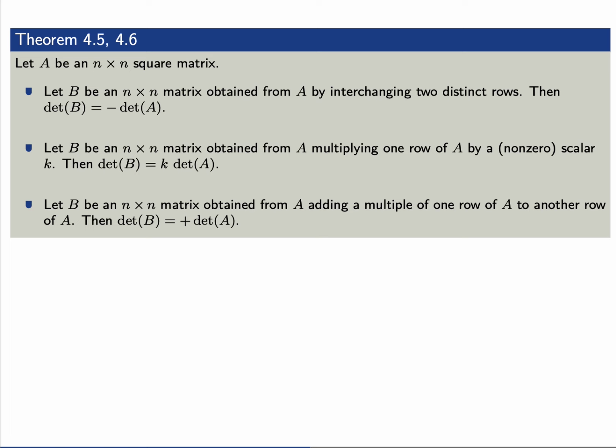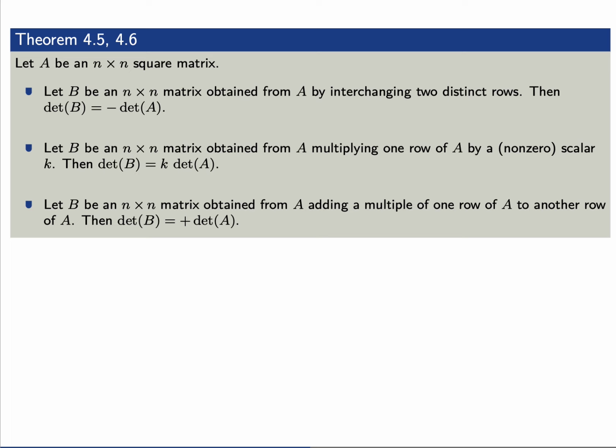We'd like to consider various matrices B obtained from A by performing an elementary operation. Let's say that B is the matrix obtained from A by interchanging two rows. Then the determinant of B is negative the determinant of A.